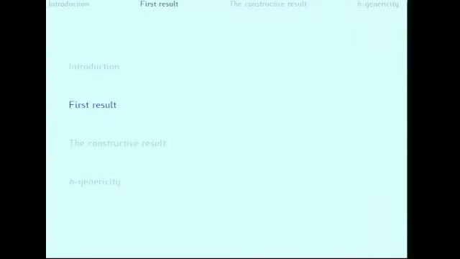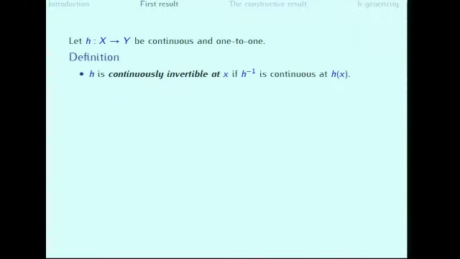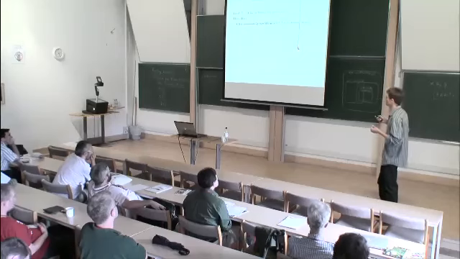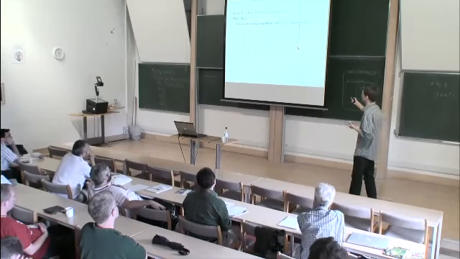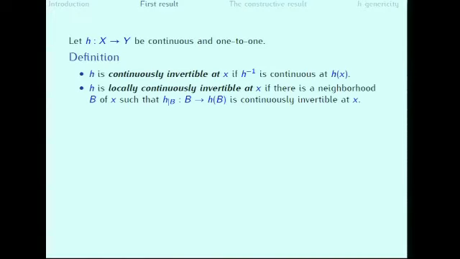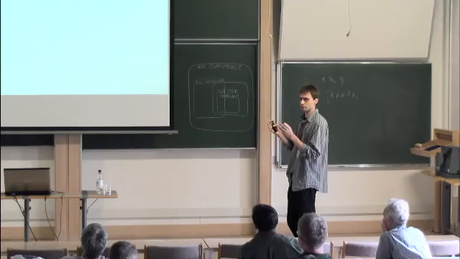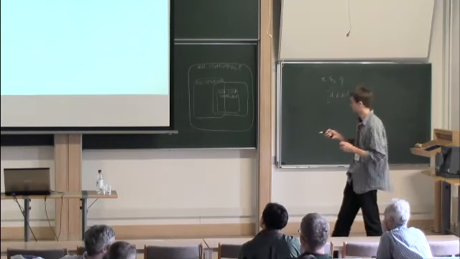So let's go to the first result. We have a continuous function which is one-to-one, and we want to define a notion of discontinuity for the inverse. There is the usual definition that h is continuously invertible at x if the inverse function is continuous at h of x. And there is a weakening that says that if you restrict everything to some ball around x, the inverse becomes continuous at that point.